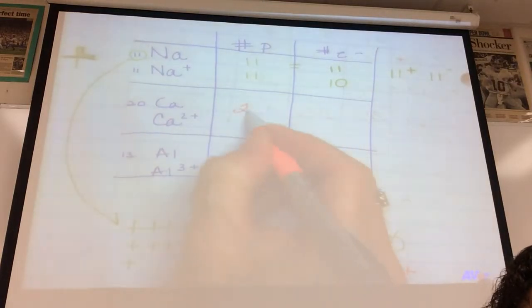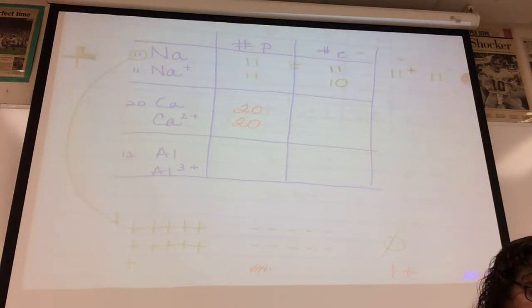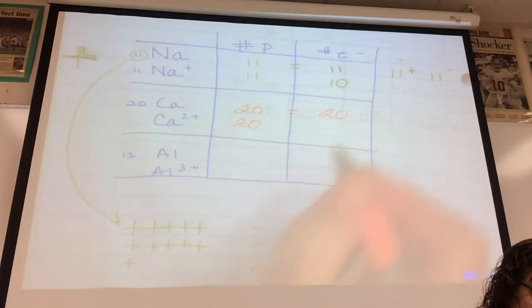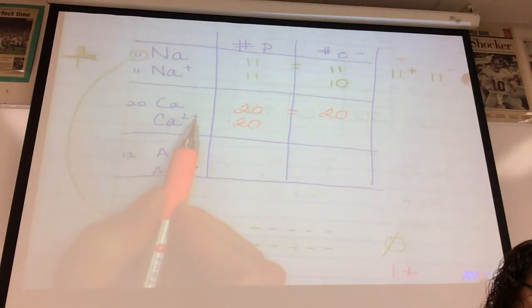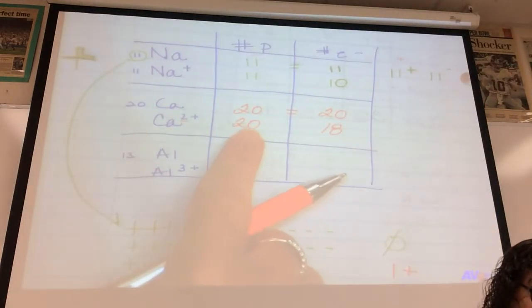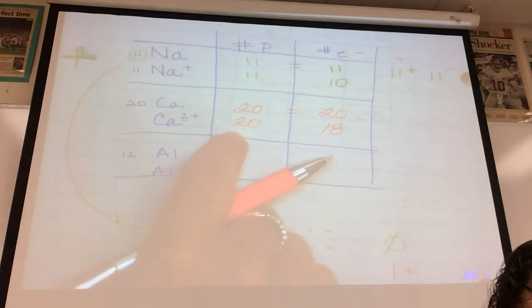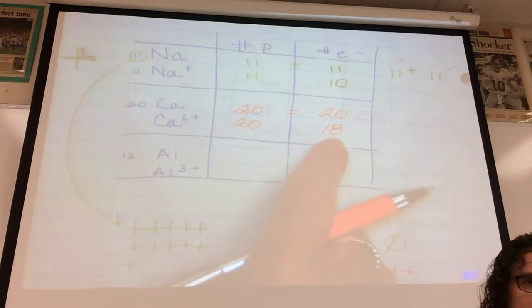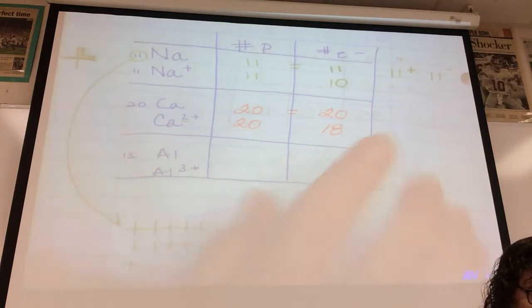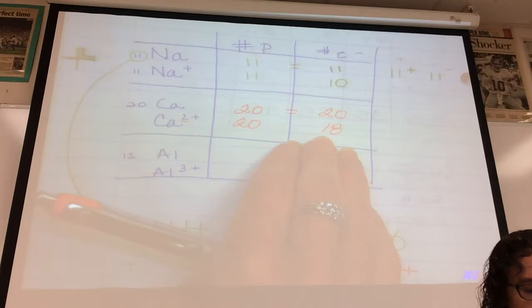Calcium and calcium ion both have 20 protons. Never changes. The neutral atom has 20 electrons. Does the plus mean a loss or gain of electrons? Loss. The 2 means how many? So now you have 18. So you have 20 pluses and 18 minuses for a net of 2 plus.